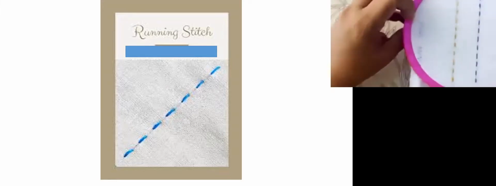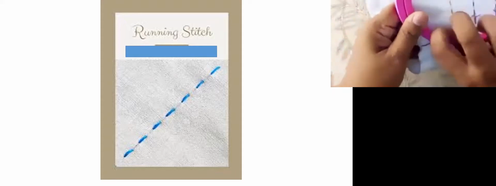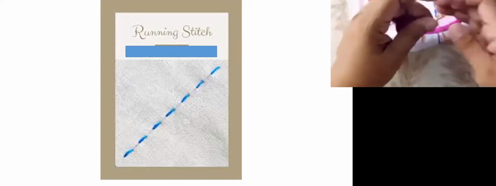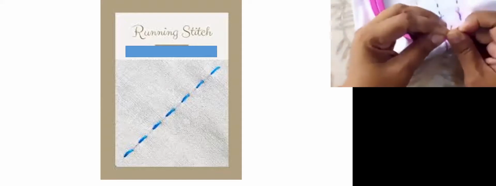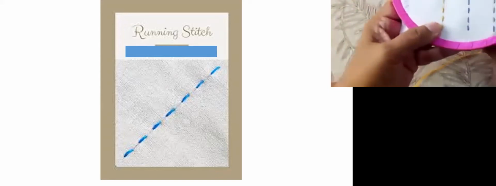So this is how it looks, a running stitch. Now I will just show a variation to the running stitch. This is called a looped running stitch.